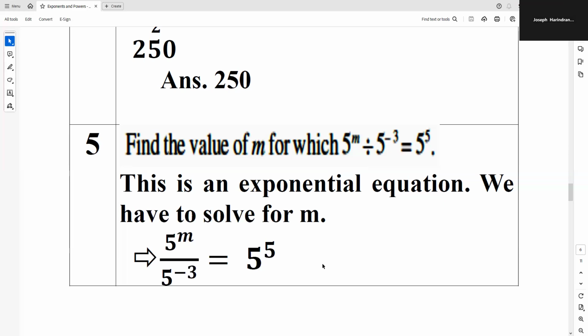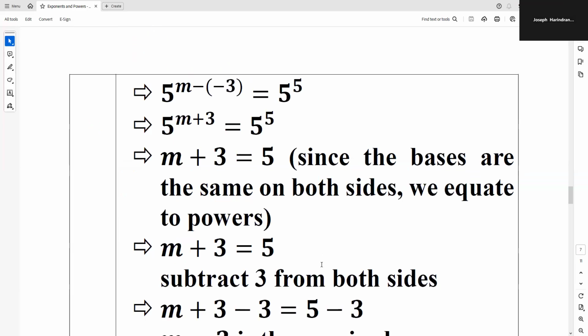So first we use the laws of exponents on the left-hand side. It will be the division rule, or the quotient rule: 5 power m divided by 5 power minus 3. So what do we do? Subtraction of the powers. Because the bases are the same, 5 power m minus of minus 3 becomes 5 power m plus 3 on the left-hand side. The right-hand side remains as 5 power 5. So 5 power m plus 3 is equal to 5 power 5.